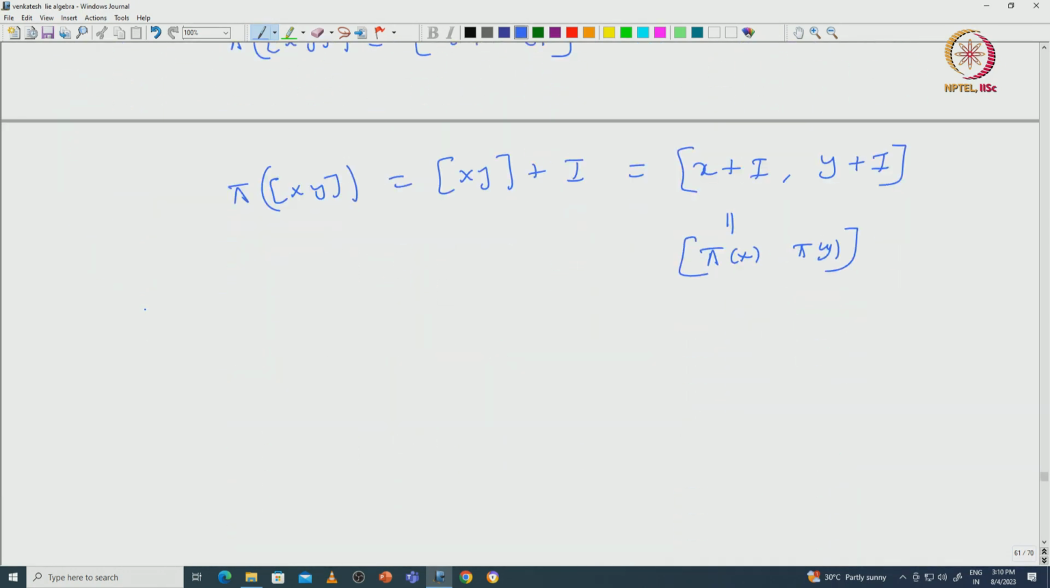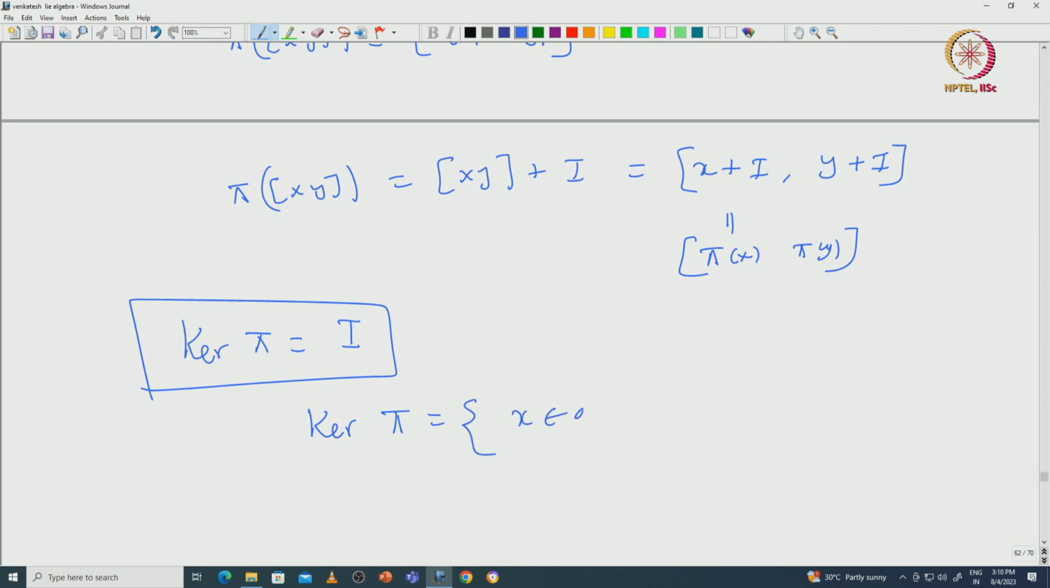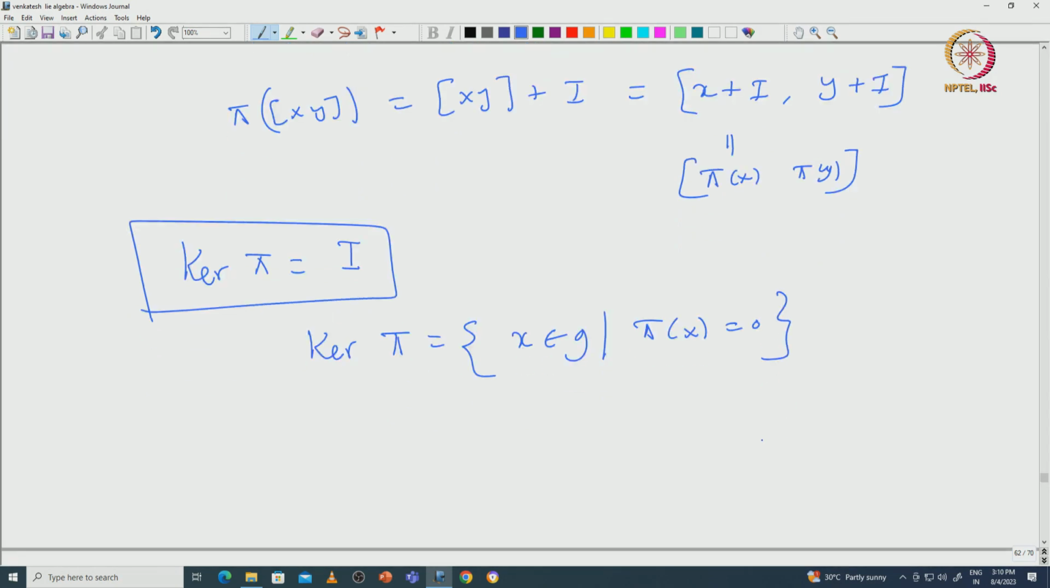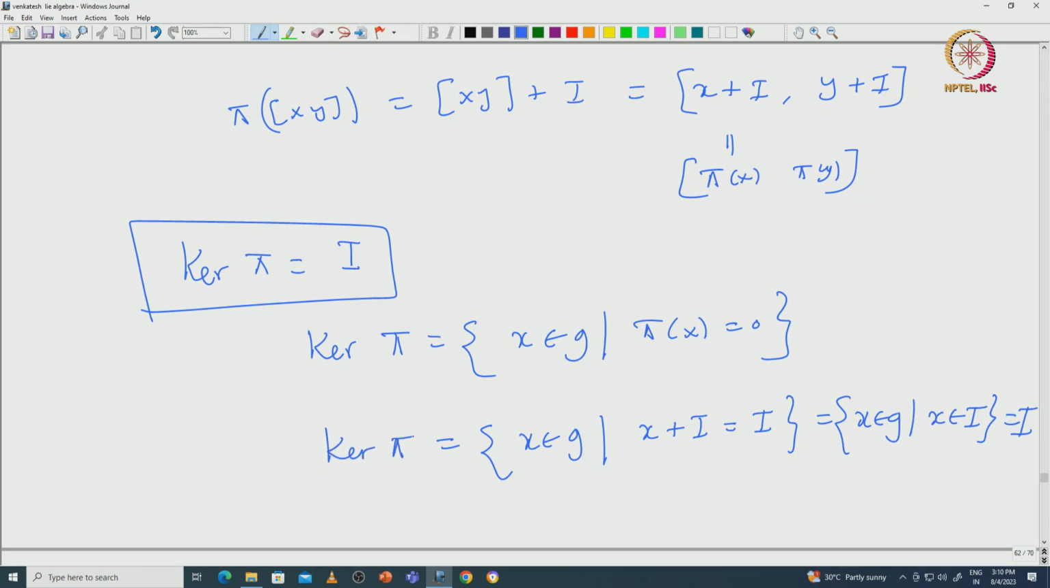Then what will be the kernel of this map? It is not hard to see that the kernel of this map will be just I. By definition, the kernel is those x in G such that pi of x is 0. That means x plus I should be 0, which is the same as x plus I being equal to I. So that means x is in I. That is why the kernel of pi is nothing but I.